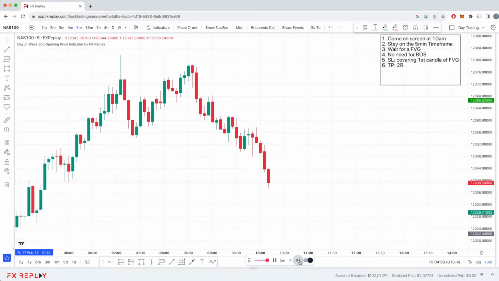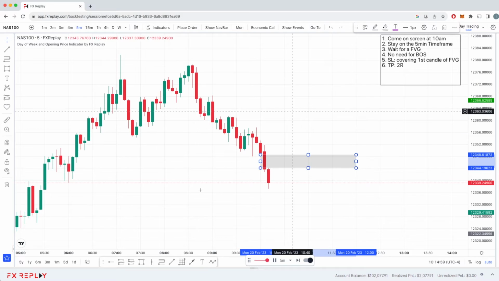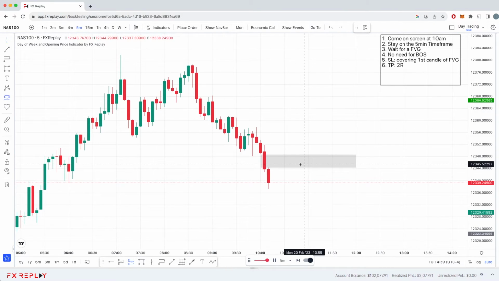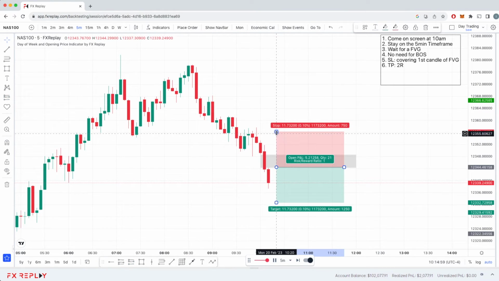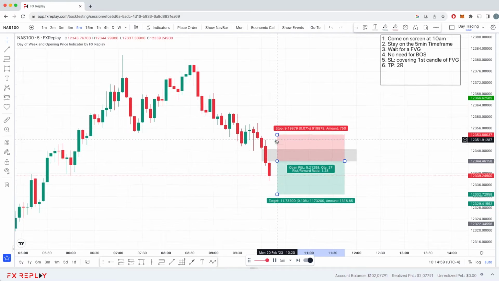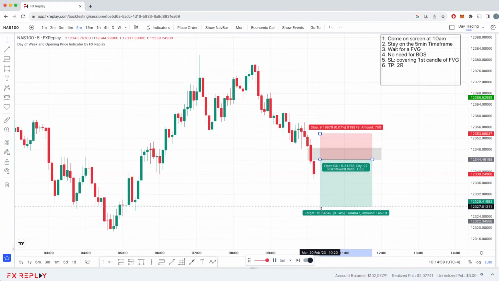See how fast I'm going through the backtest? There are no excuses to not backtest. If you can get a software like this one, or even go back to TradingView and then go back in the past, you should be able to do it very, very quickly.